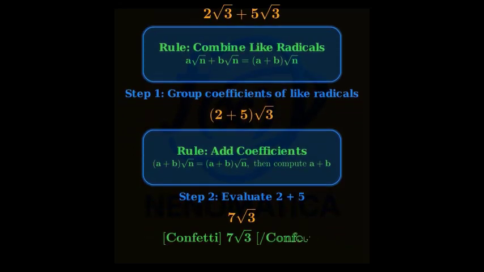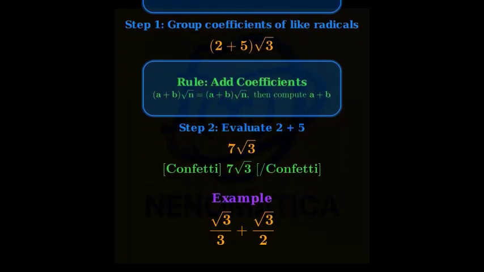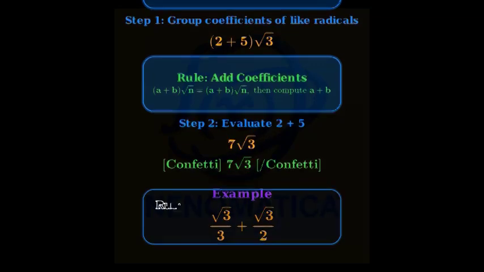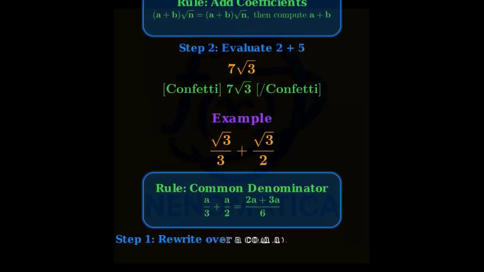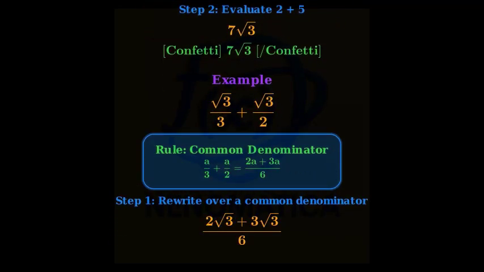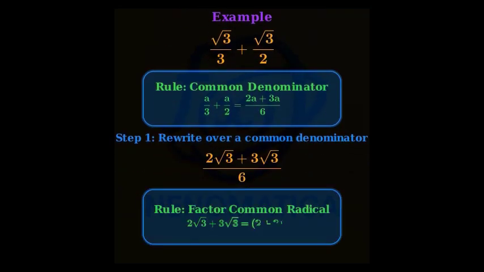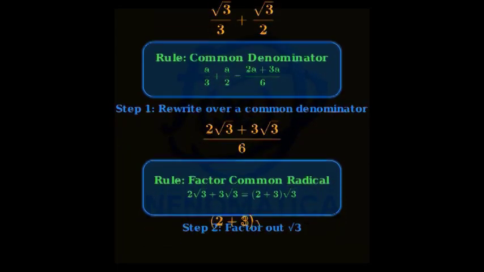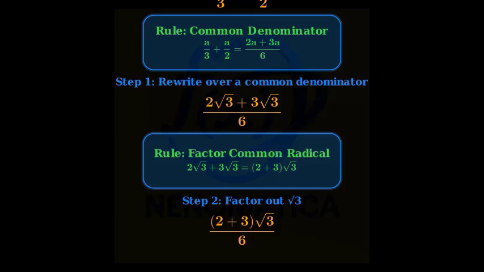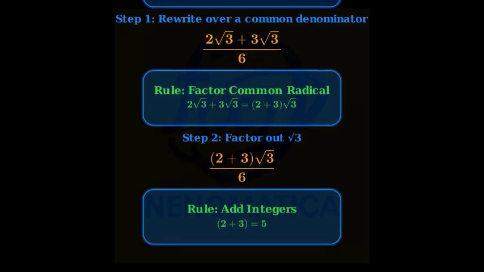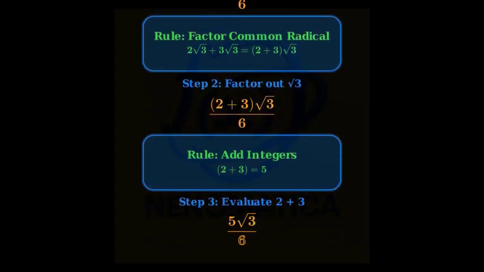Example. Second problem. The square root of 3 over 3 plus the square root of 3 over 2. We will form a common denominator, then factor out the common radical, and finally add the numbers. Step 1. Use a common denominator of 6. This gives a single fraction with numerator 2 root 3 plus 3 root 3, all over 6. Step 2. Factor the common square root of 3 from the numerator. This becomes open parenthesis 2 plus 3 close parenthesis times root 3 over 6. Step 3. Add 2 and 3 to get 5. That yields 5 root 3 over 6.